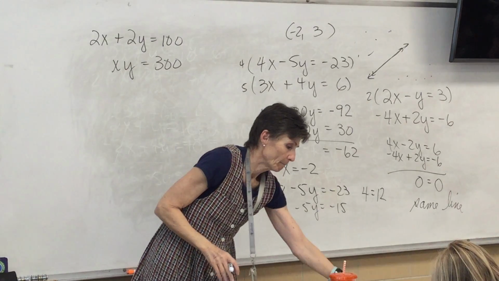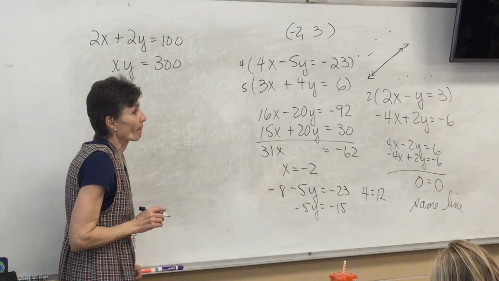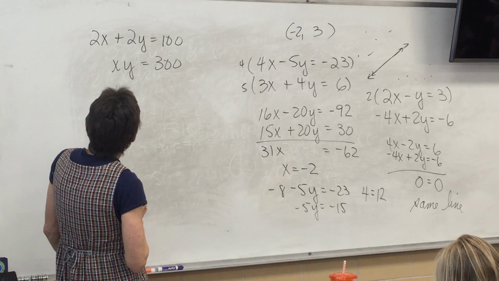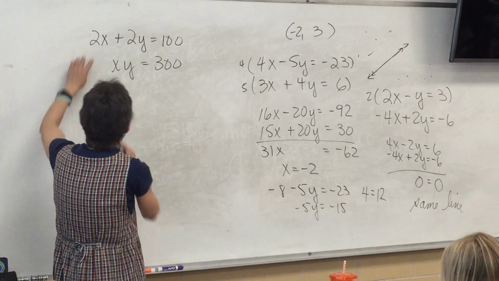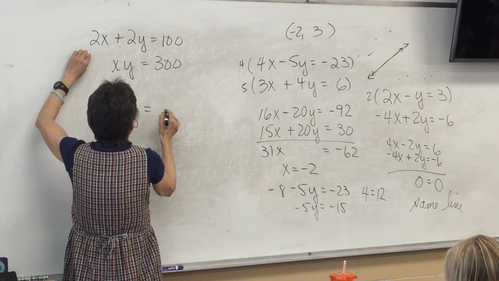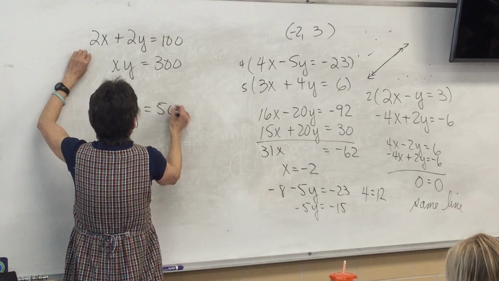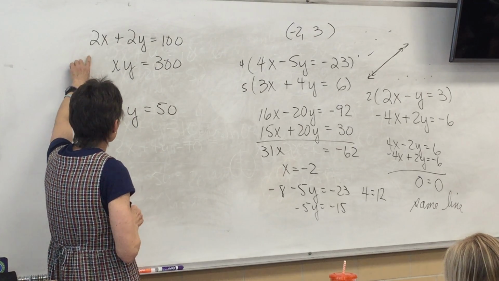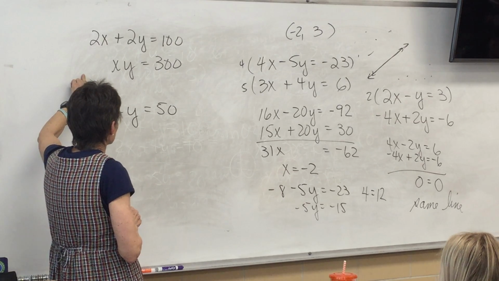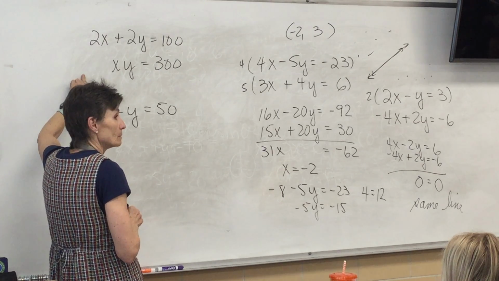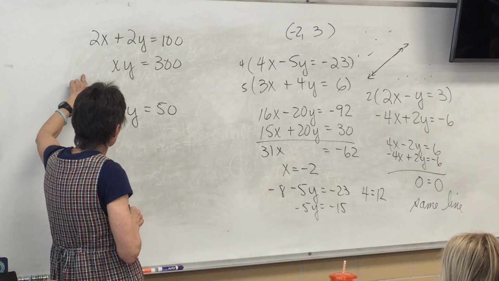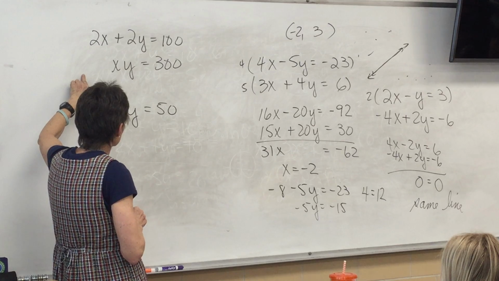Sir, what do you think? To keep it from being fractions, could you divide out a 2 and then multiply by an x or a y? So you would divide out the 2, x plus y equals 50, and then multiply by x and get negative x squared plus negative xy equals 50x, cancel out the xy and then solve at that point.